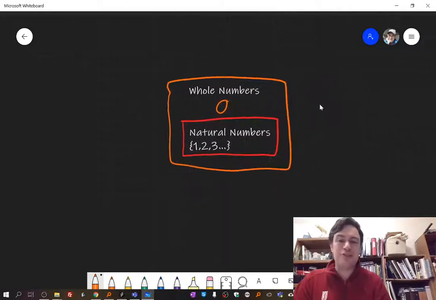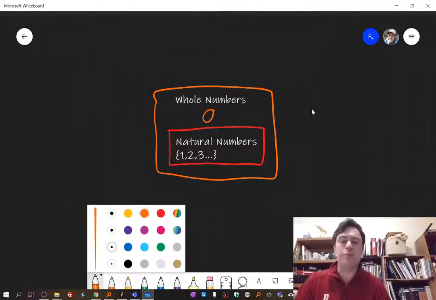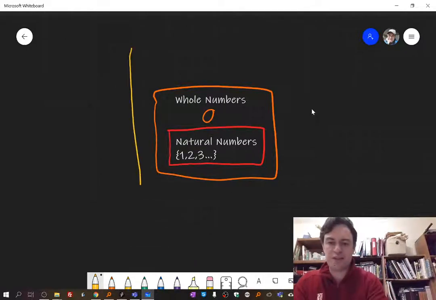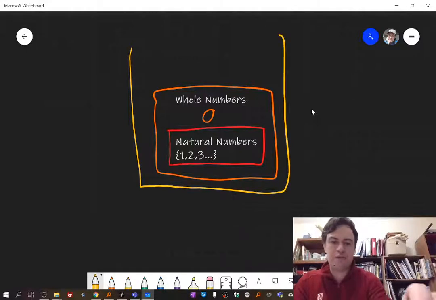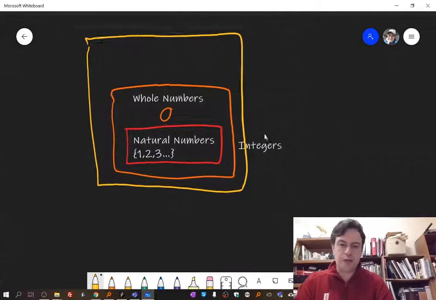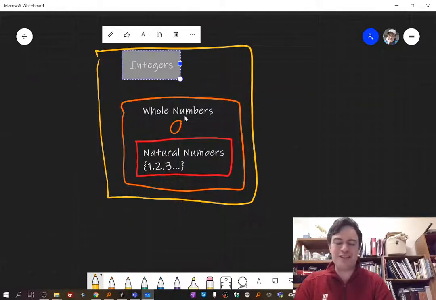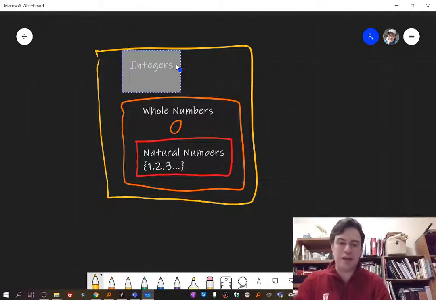The next category of numbers does have a significant improvement, or not improvement, but an additional grouping. So I'm going to draw this next category further out. And this one is going to be called the integers. So the integers, in addition to all the whole numbers, they also include negative natural numbers.